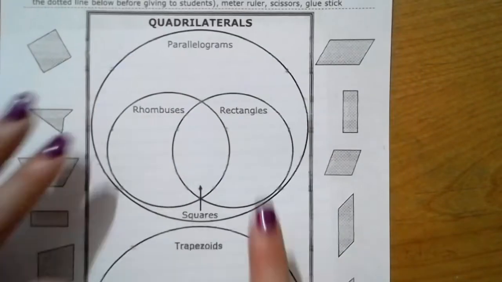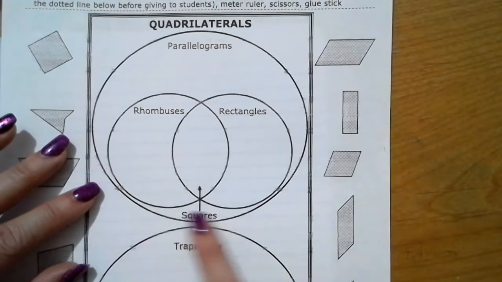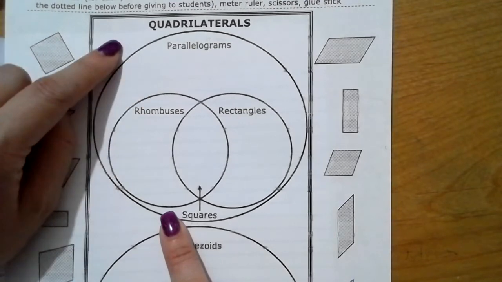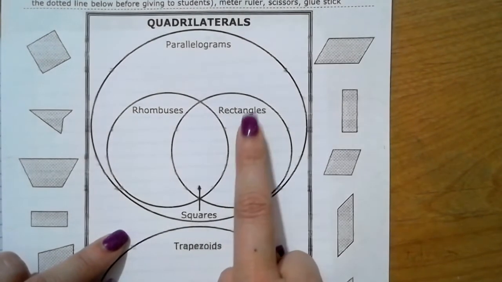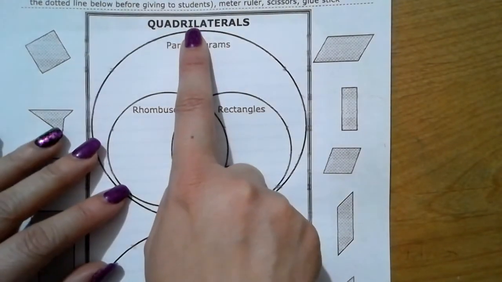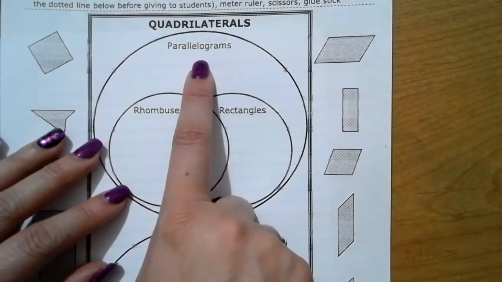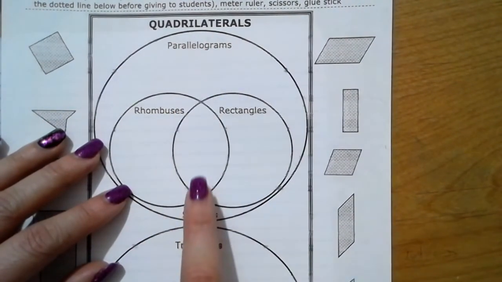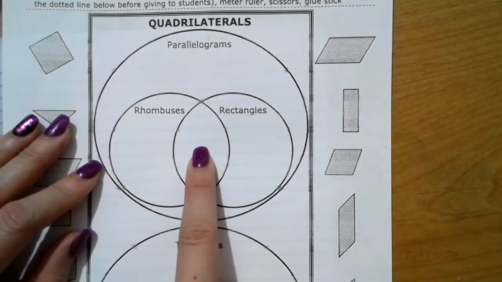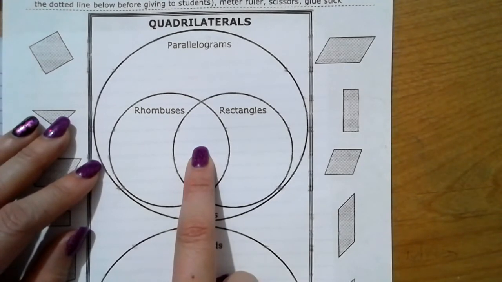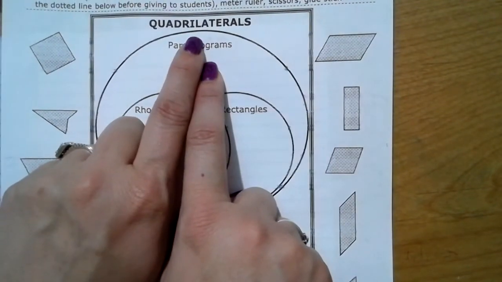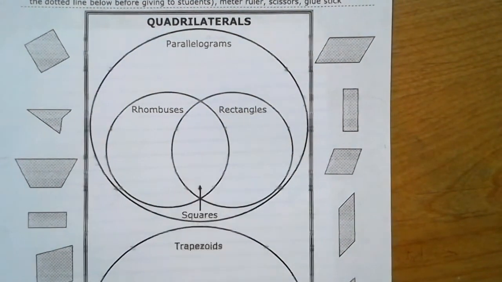What I need you to know is parallelograms, if you're a parallelogram, okay, you could be just a parallelogram, but you're also a quadrilateral. Let's say you're a rectangle. If you're a rectangle, you're also a parallelogram and you're a quadrilateral. If you're a rhombus, you're also a parallelogram and you're also a quadrilateral. But if you are a square, a way cool square, you go in the middle here because you are a square, a rectangle, a rhombus, a parallelogram, and a quadrilateral. You're all of them because you have all of the right properties.